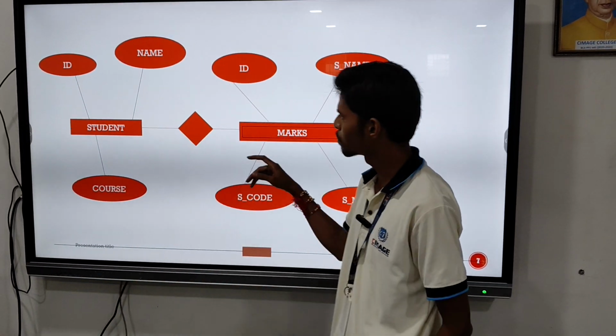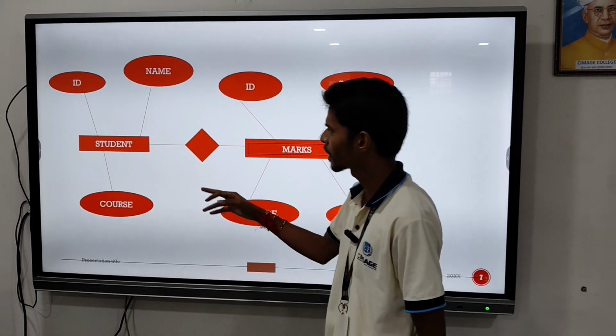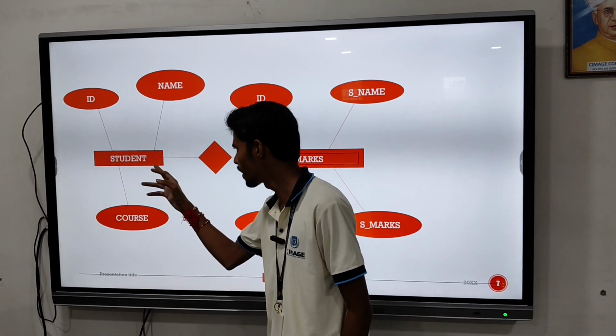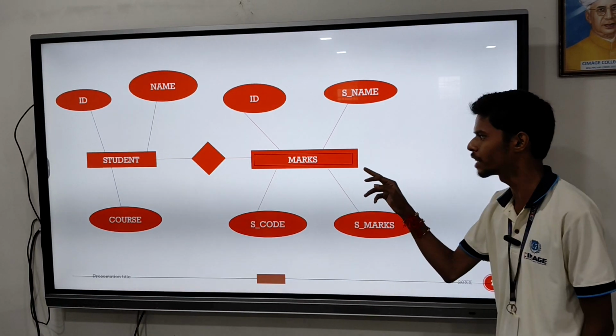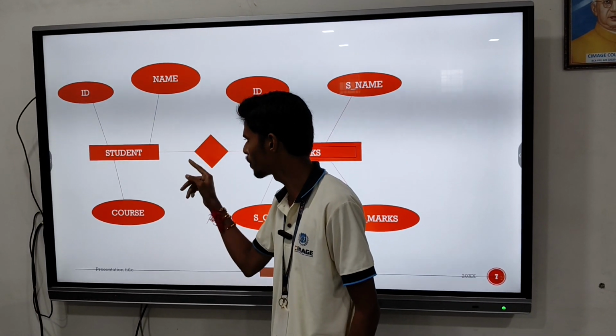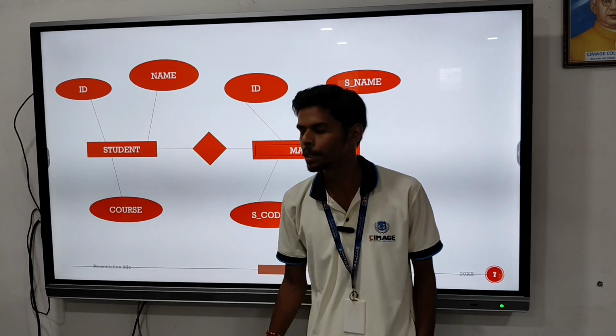Here I have taken a small example related to weak entity and strong entity. Here I have taken the entity student, which is a strong entity, and here is an example of a weak entity, that is marks. And I have correlated both entities with the diamond shape that shows a relationship between both entities.